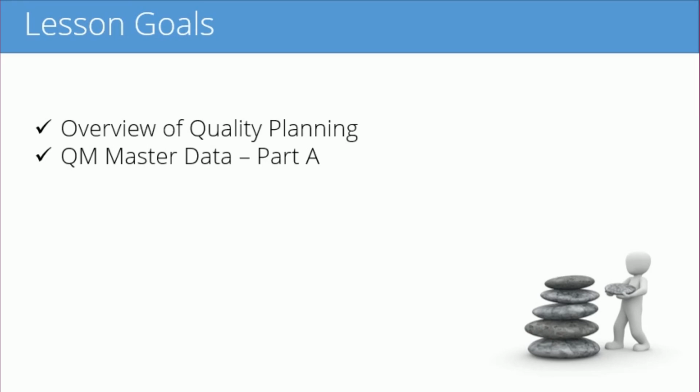Okay, let's look at some of the lesson goals. We will take a look at an overview of quality planning, and then we will look at some of the quality management master data. Quality management master data is a broader topic, and we have divided it into 3 lessons, part A, part B and part C, to cover all the master data that is available and we need to set up. In this lesson, we will cover part A of quality management master data.